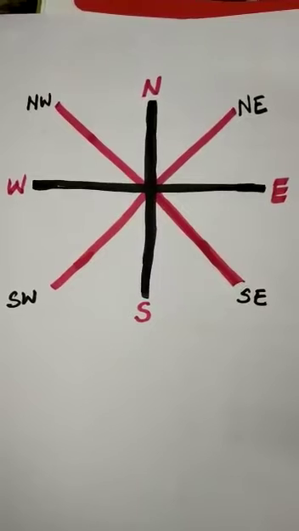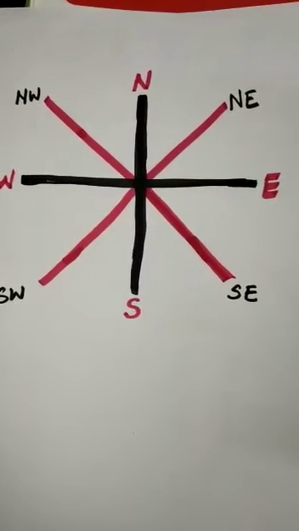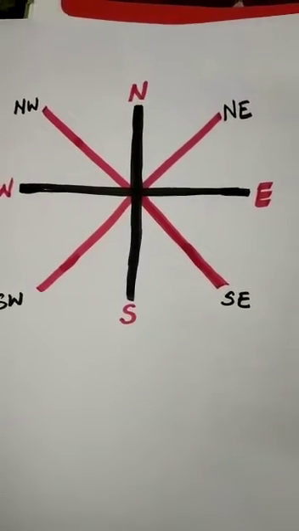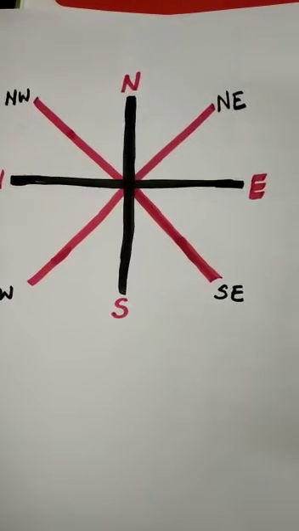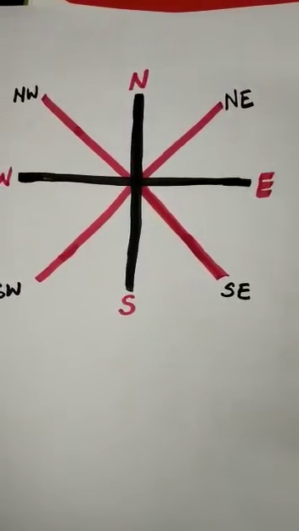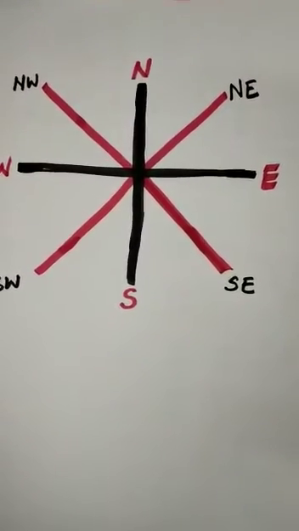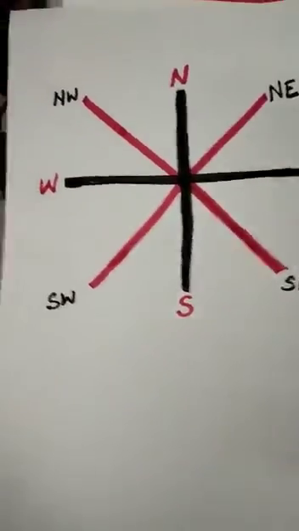And all intermediate directions are drawn with the help of a red marker. So intermediate directions are shown with the red marker, whereas the main or the cardinal directions are shown with the help of a black marker. And these directions are very important when we study maps.